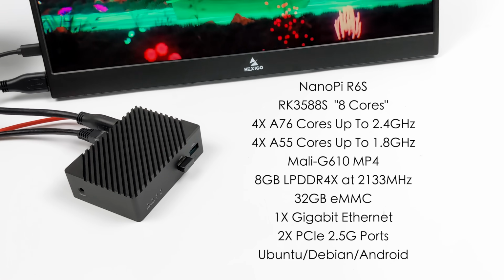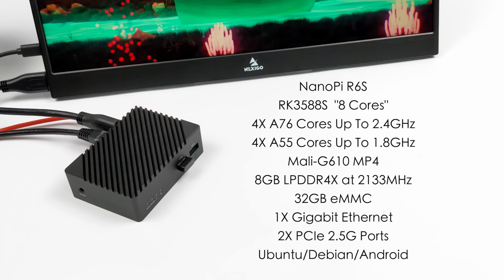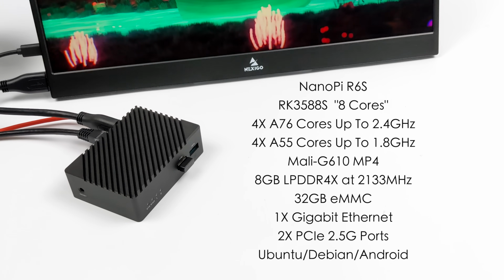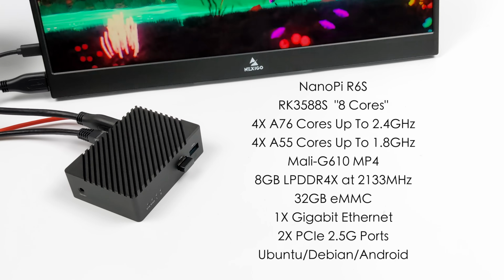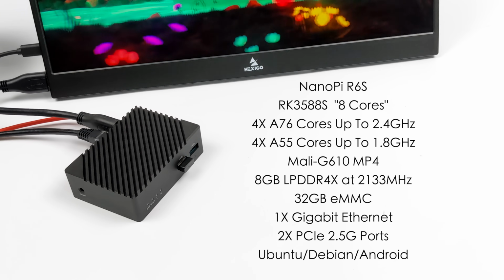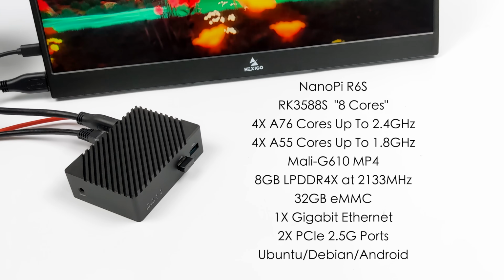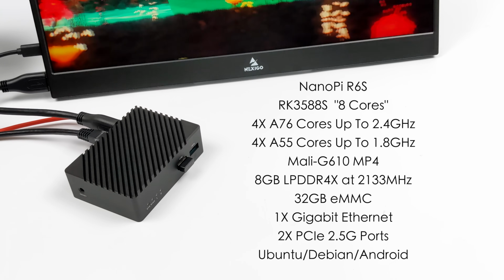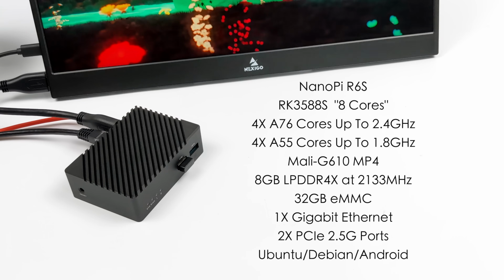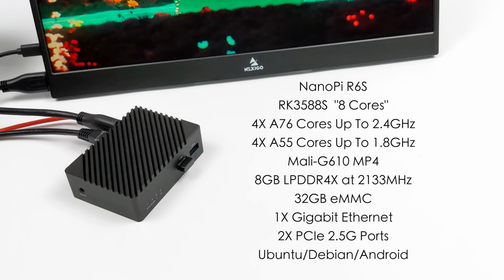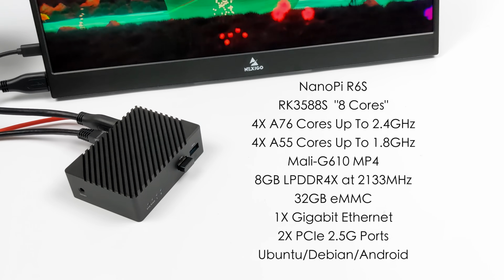Something like Genshin Impact runs on this at low settings really well. These come with 8GB of LPDDR4X RAM running at 2133MHz. We've also got 32GB of internal eMMC storage, but remember, you can always use a microSD card if you want to. 1 gigabit Ethernet port, 2 PCIe 2.5 gigabit Ethernet ports.